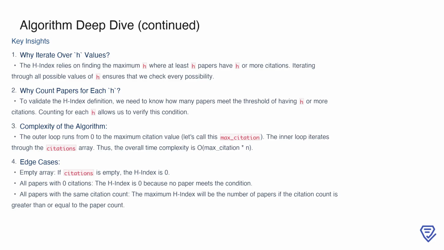This is because we have an outer loop iterating over possible h values and an inner loop iterating through the citations array. Edge cases such as an empty array, all papers having 0 citations, or all papers having identical citation counts are also handled by this approach. For instance, if the citations array is empty, the h-index is naturally 0 since no papers exist.